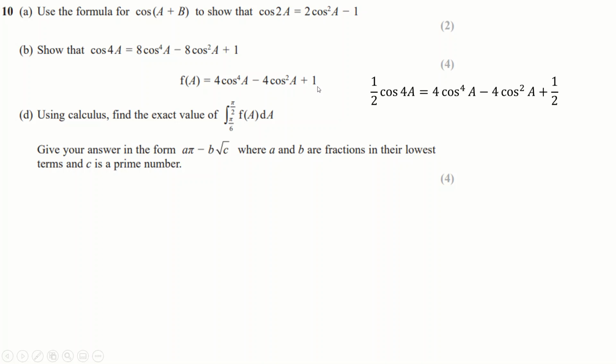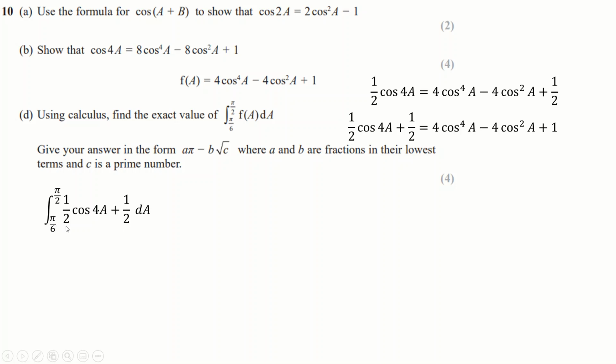I'm trying to make it match this, it doesn't quite, so what I'm going to do is I'm just going to add a half to both sides. And now I have that this exactly matches with this, which is the f of a, so now I can just integrate this thing here. So I'm going to integrate that between this and this. Of course, integrating a half is really easy. Integrating this, cos integrates to sine, and then I need to divide by the 4.